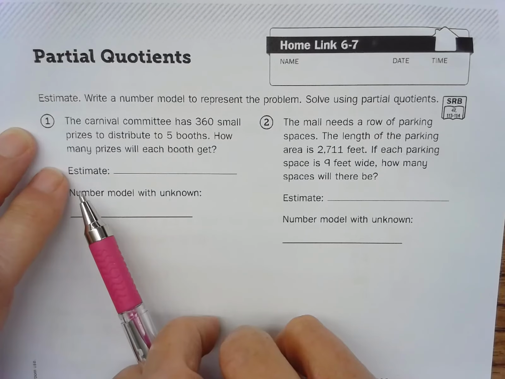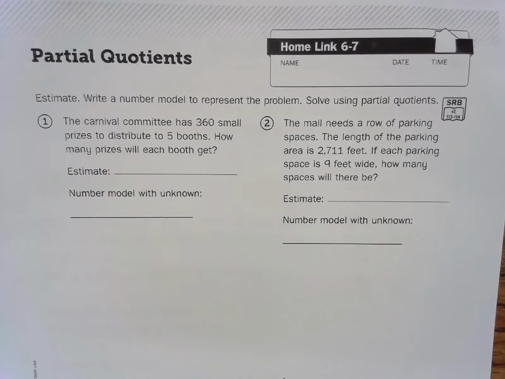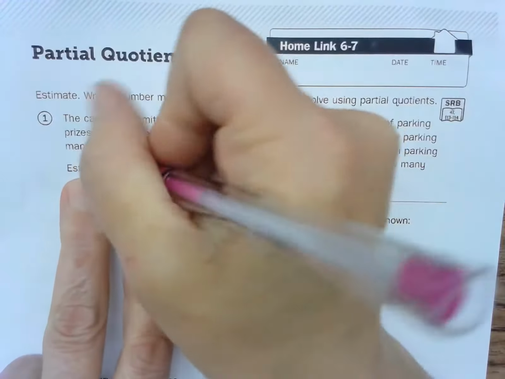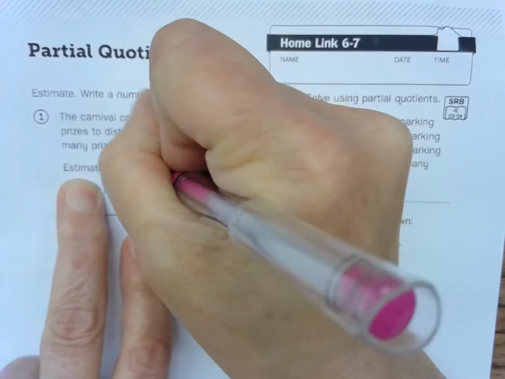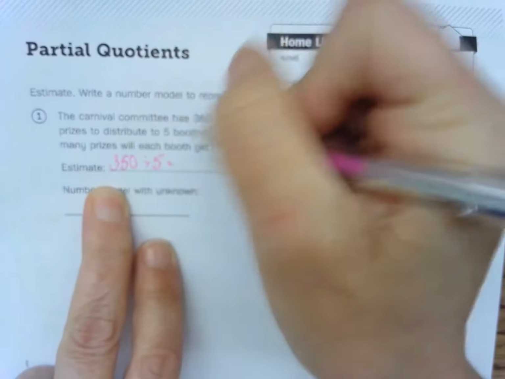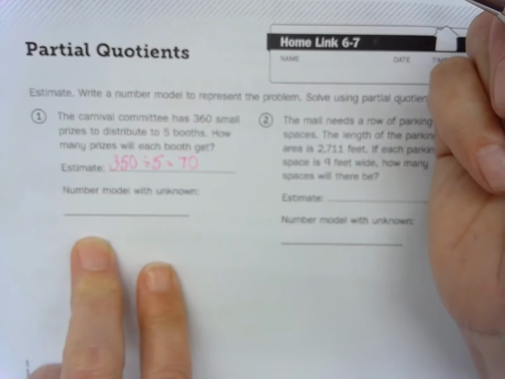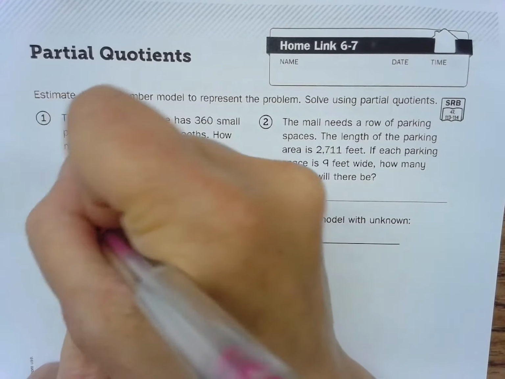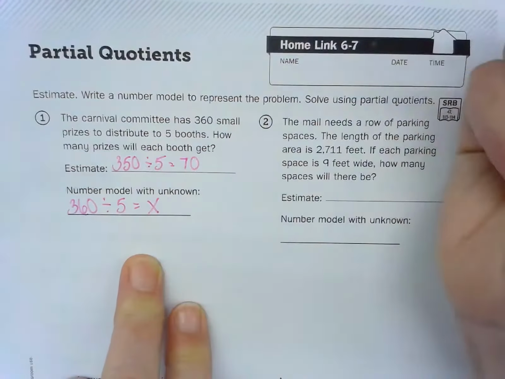Okay, so our estimate is going to be, well, I can estimate 360 to 350. And then I can just divide 350 by 5. That gives me 70. Number model with the unknown is 360 divided by 5 equals x.